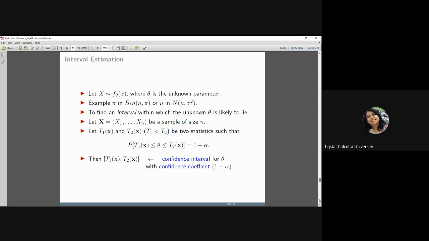So alpha is very small, maybe 0.05, in which case 1 minus alpha is large, 0.95. So suppose alpha is 0.05, then this statement says that I am 95% confident that theta lies between T1(x) and T2(x). This interval, T1(x), T2(x), is called a confidence interval for theta. And this quantity, 1 minus alpha, is called the confidence coefficient.